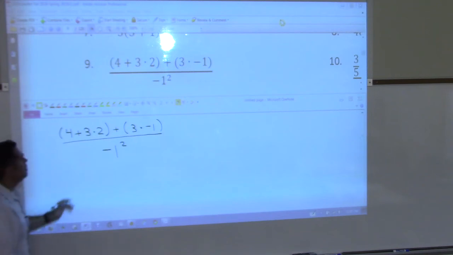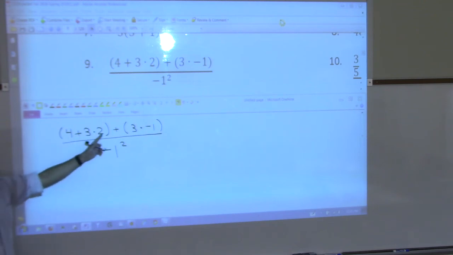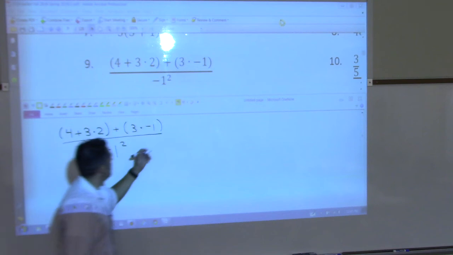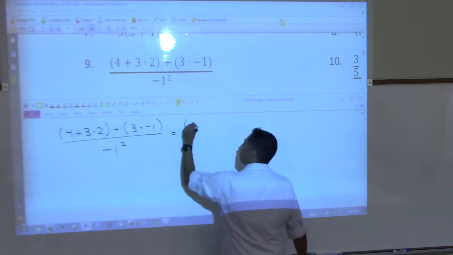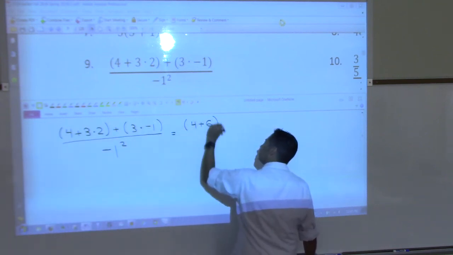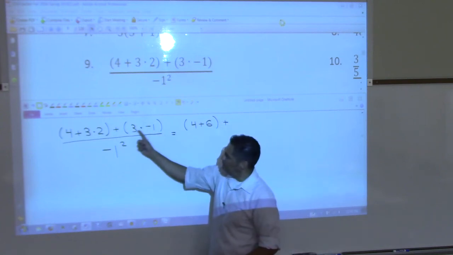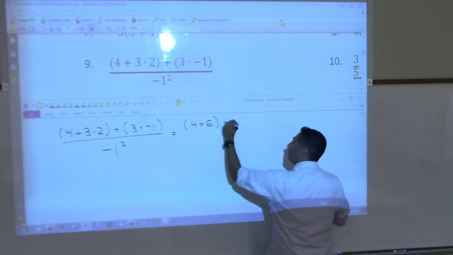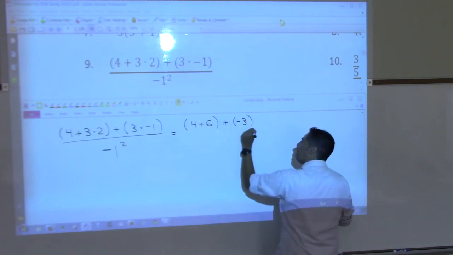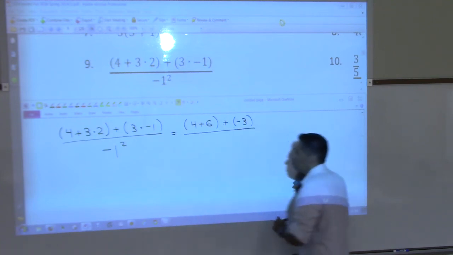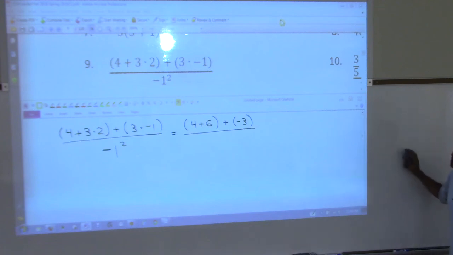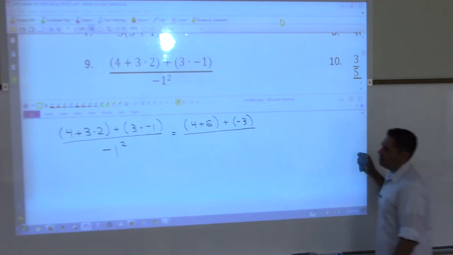So let's do PEMDAS on top, I guess. Let's do what's in here first. So what's going to happen in here? Multiplication. So that's just going to become 4 plus 6, because 3 times 2. And then plus, what about in the other parentheses? I can just multiply that. That gives me negative 3. Now, let me go ahead and do the bottom. What's that negative 1 squared? Negative 1.